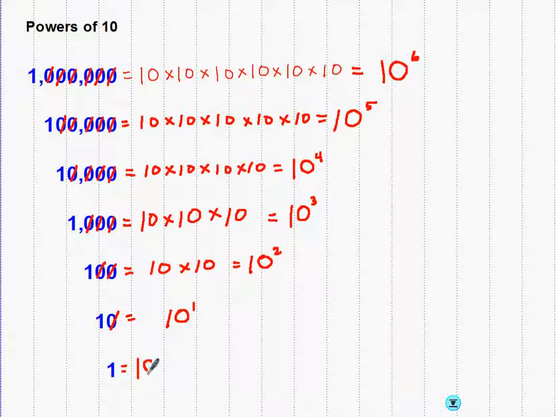We can write 1 is 10 to the power of... Now, 1 has no zeros in it, okay? So we could say it has 0 zeros. So if we follow our pattern, we'll raise 10 to the power of 0. So 10 to the power of 0 is actually another way to write the number 1.